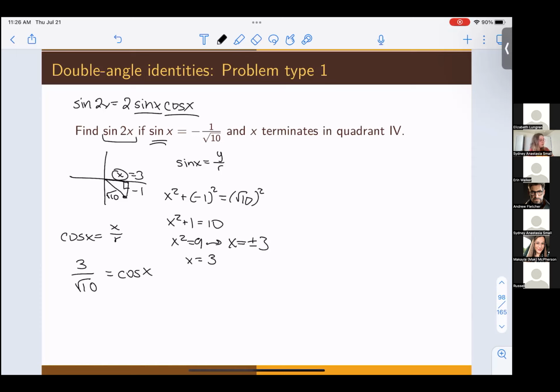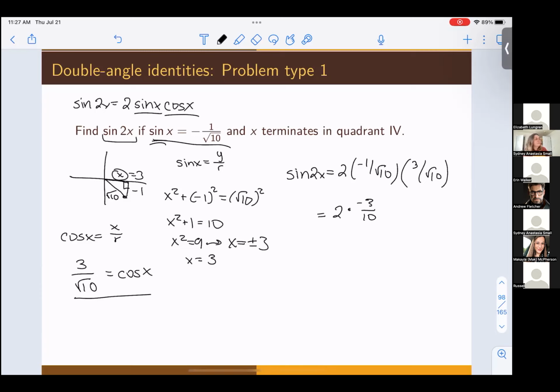Cool. Now, I have sine x, I have cosine x. That's all I need to find the sine of 2x apparently. So I'm just going to plug them into our formula. Sine of 2x is equal to 2 times the sine of x, which is -1 over square root of 10, times the cosine of x, which is positive 3 over square root of 10. Multiplying those two fractions out, I get 2 times -3/10, which is just -6/10, simplifying to -3/5.